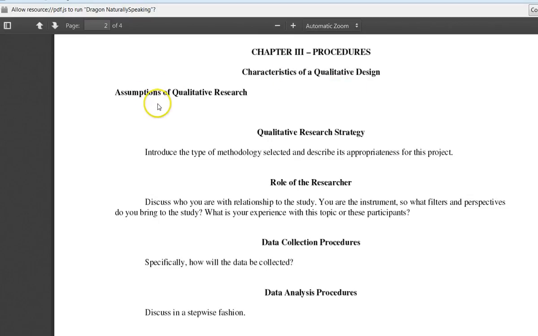And then we're going to talk about the assumptions of qualitative research and the particular strategy that we want to use, type of methodology or type of tradition that we're using. And here we're going to specifically talk about case study. Now we introduce an entirely different section or subsection than we would have in a quantitative study, and that is role of the researcher. Now, we're not simply saying that I'm the person who's collecting the data and analyzing the data, so I'm the researcher in this project.